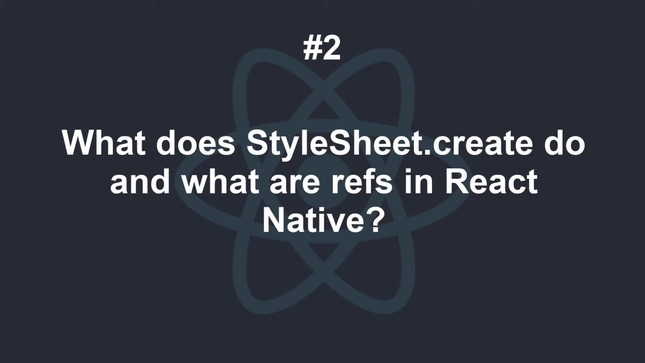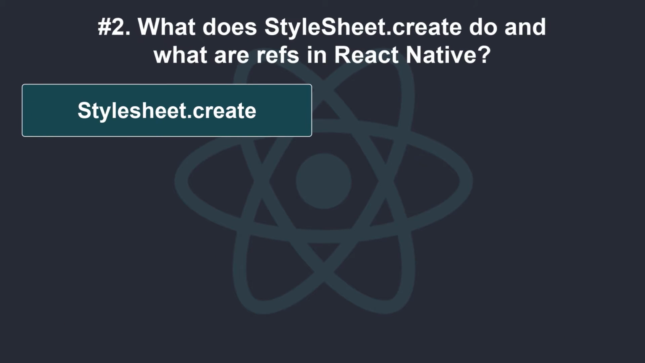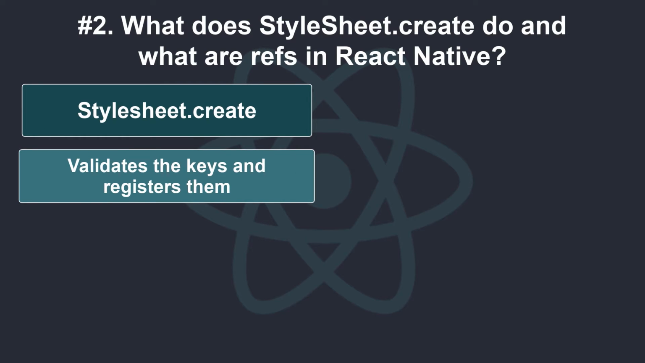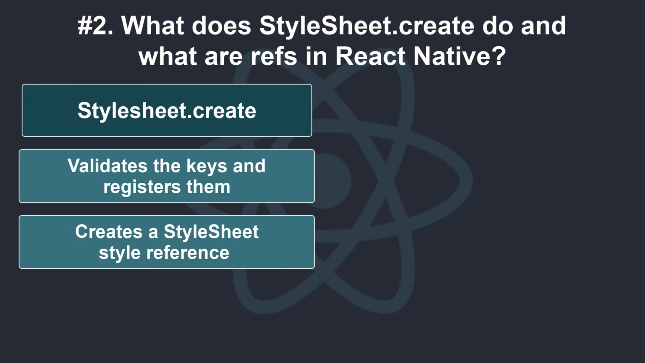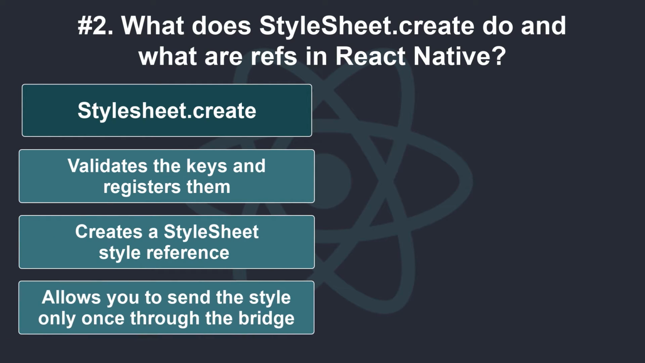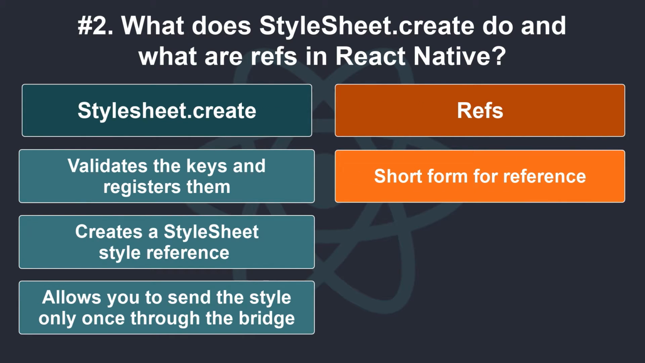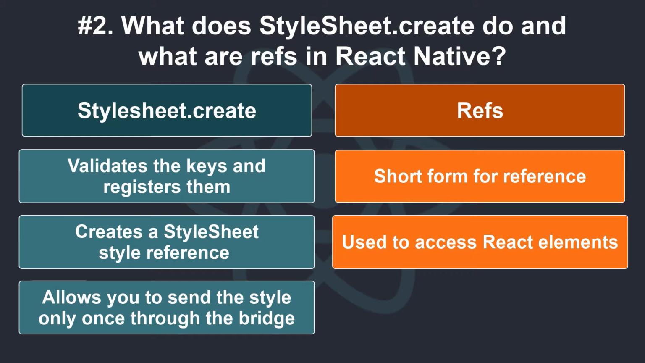What does StyleSheet.create do, and what are refs in React Native? The StyleSheet.create function in React Native is used for the following. It validates the keys and registers them to React. It creates a stylesheet style reference from the specified object. It allows you to send the style only once through the bridge while referring to all subsequent users through ID. Refs is short for reference and used to access underlying DOM nodes or React elements within a React component.